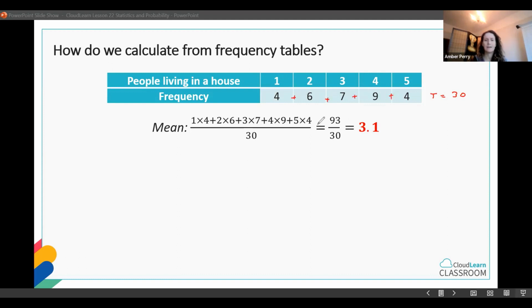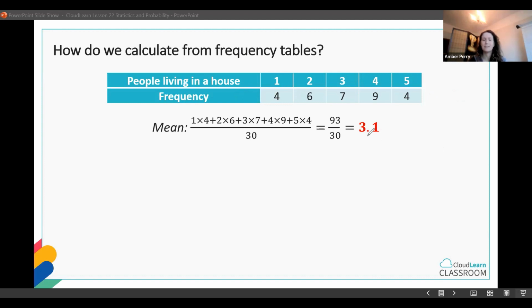Okay. And then once we've worked that out, we've got 93 divided by 30 is 3.1. And always go back and double check. That's the mean number of people living in a house. I know it seems crazy because you can't have 3.1 people, but when we're working with averages, those kind of things don't matter. So looking back here, 3.1, yeah, it's pretty much in the middle. Looks about right to me. So yes, I'd say that's a really good estimate, or really good value.